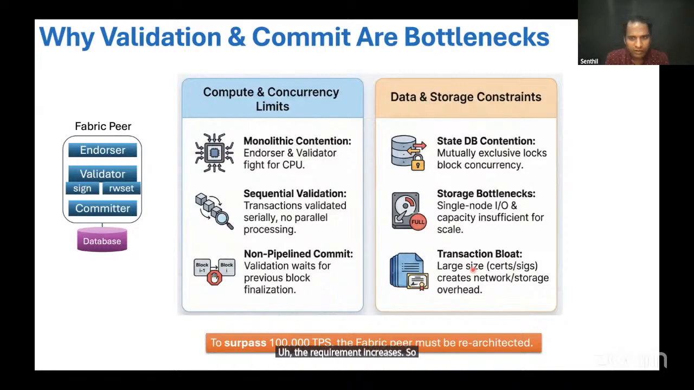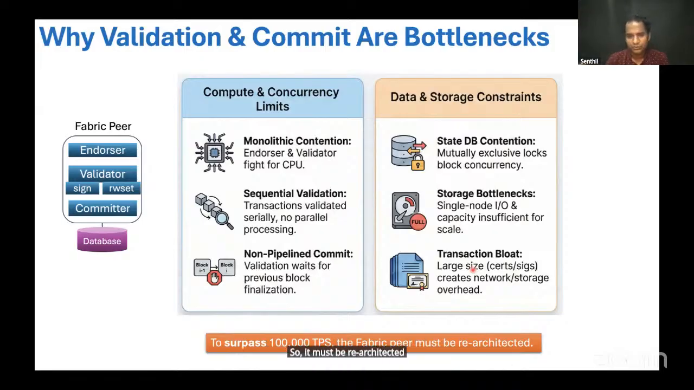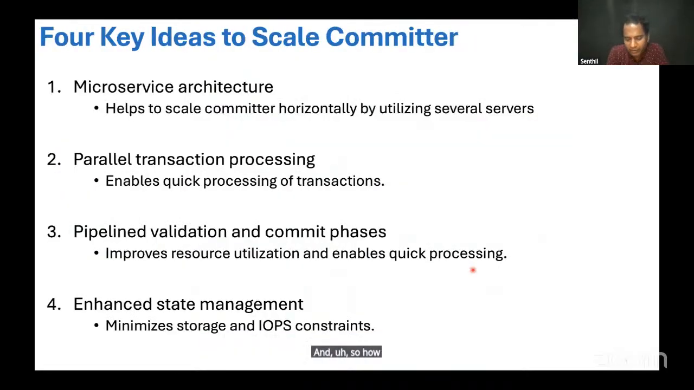So from all these, and based on our past effort, we have decided that to surpass 100K TPS, we have to re-architect Fabric, not just optimize the existing code. So it must be re-architected. That's the result of Fabric X that we have. And how we re-architected, and what are the key ideas to achieve the scale that we want.